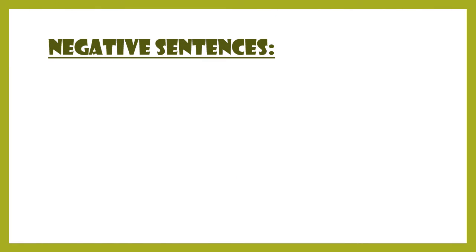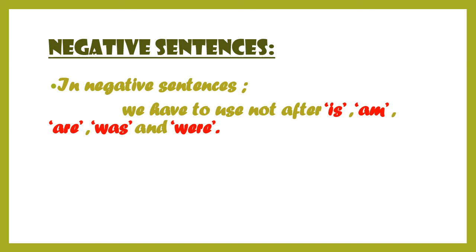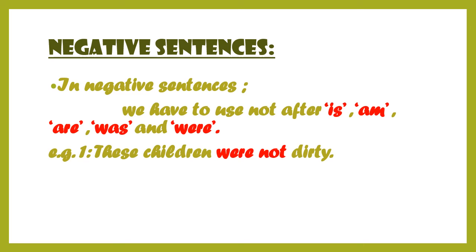Now we will discuss negative sentences. In negative sentences, we have to use not after is, am, are, was, were. It means that we have to use not after the helping verb is, am, are, was, were. For example, these children were not dirty. Were here is a helping verb, so we have to use not after were. These children were not dirty.